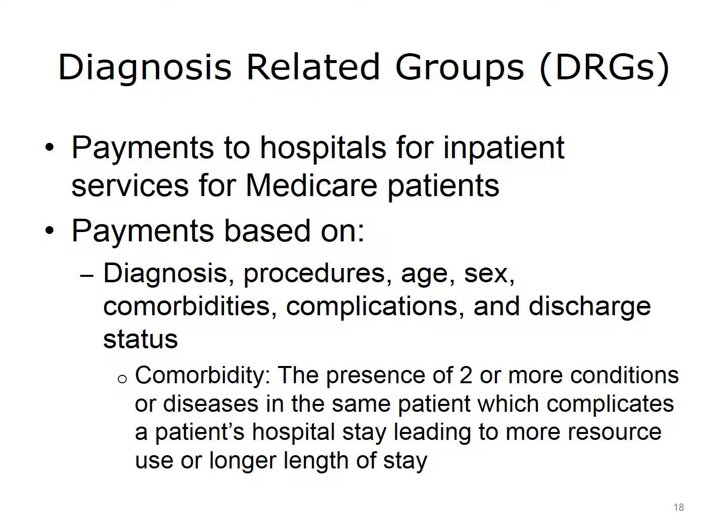An example of a prospective payment system is the Centers for Medicare and Medicaid Services Diagnosis-Related Group System, or DRG, used for payment to hospitals for inpatient services provided to Medicare patients. Payments are made based upon the age, sex, diagnosis, any existing comorbidities that may affect the length of stay, the number of procedures necessary, expected complications, and discharge status. A comorbidity is the presence of 2 or more conditions or diseases in the same patient, which complicates the patient's hospital stay and may lead to more resource use or longer lengths of stay.